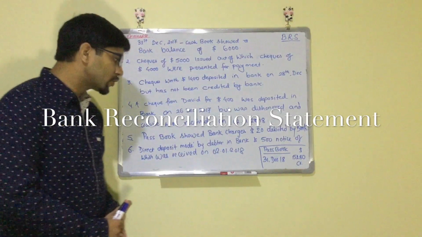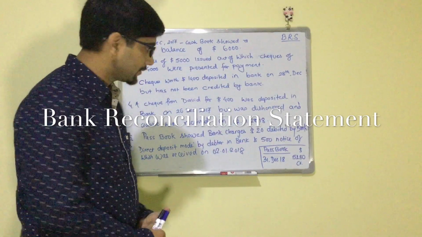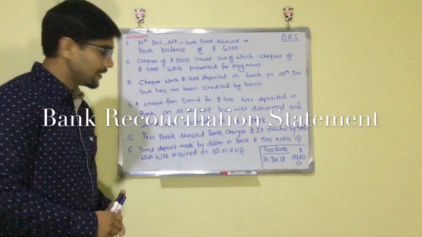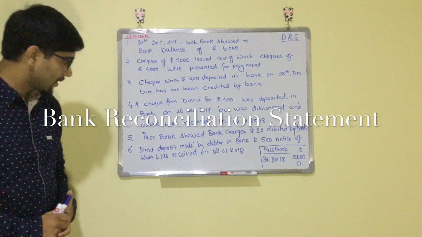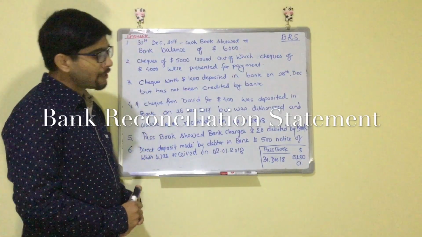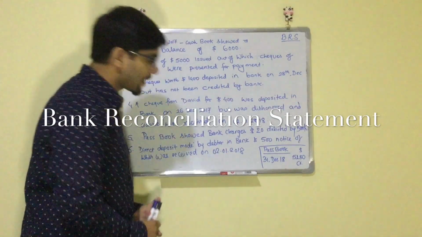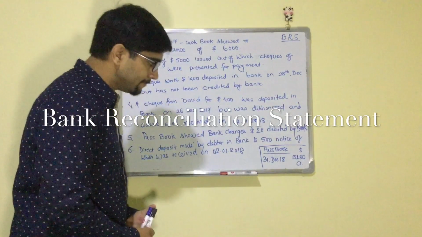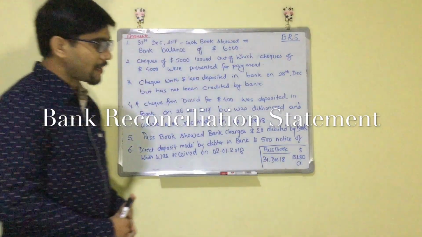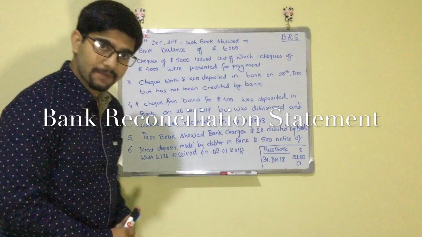Fifth, passbook showed bank charges of $20 debited by bank. Sixth, direct deposit made by a debtor in bank, $500, notice of which was received on 2nd of January 2018. Passbook balance on 31st December was $5,180 on credit side, which is a positive balance.